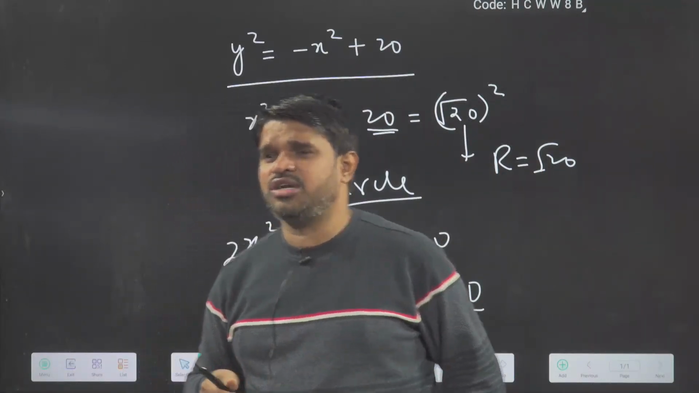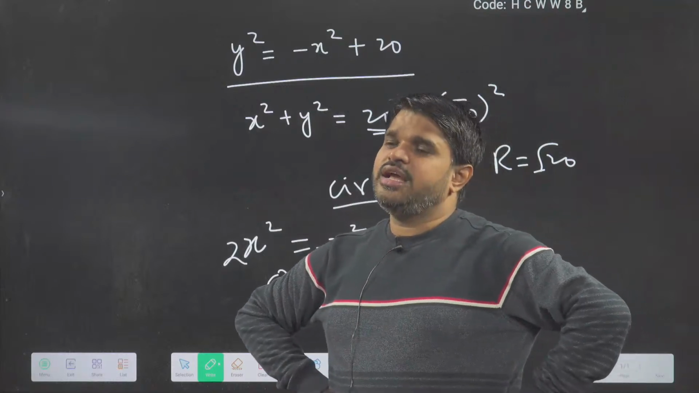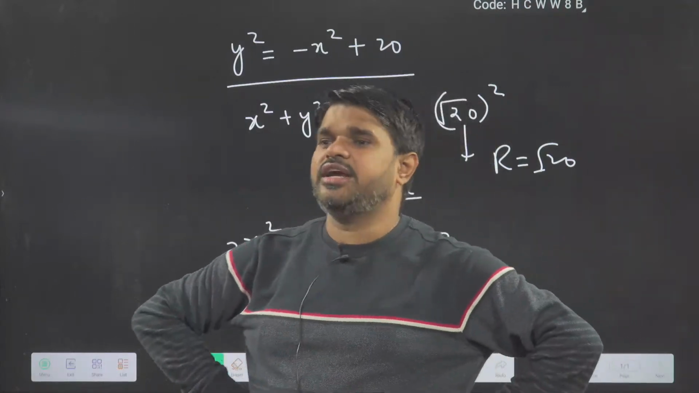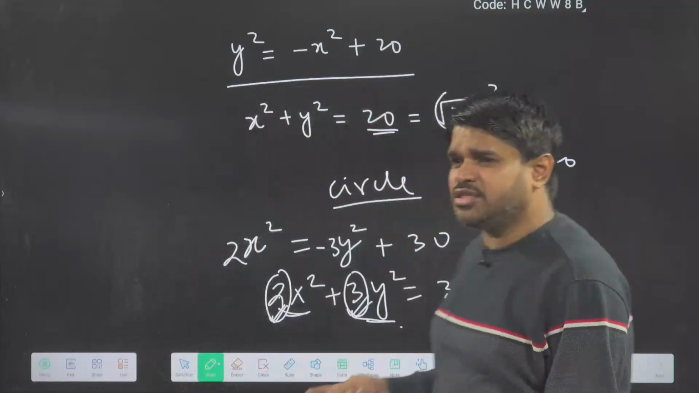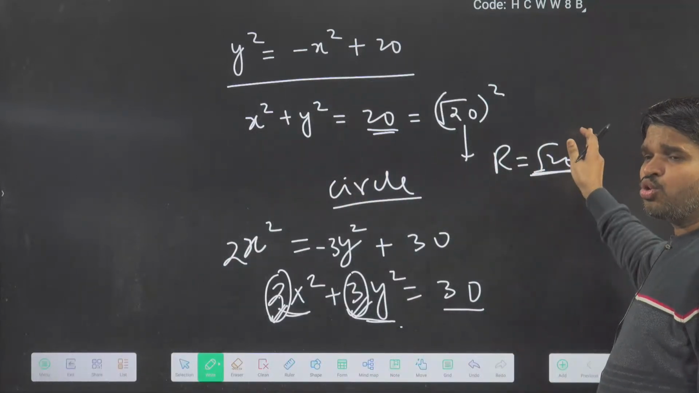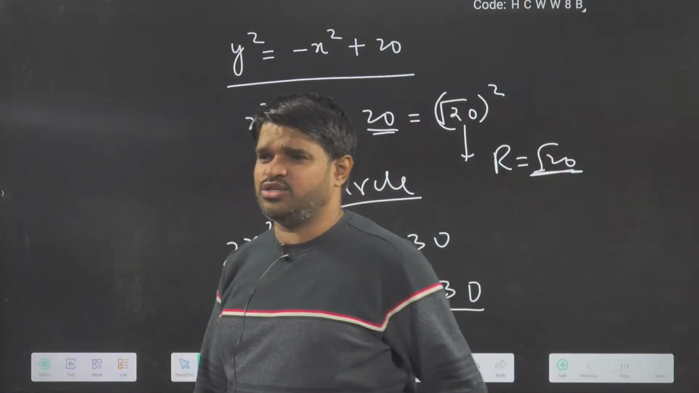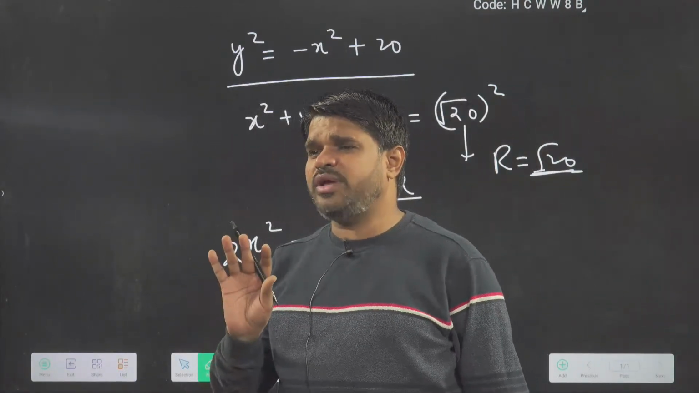Someone is asking, can the radius be irrational? Yes, the radius can be irrational. Here I have written root 20. It is not a perfect square, so yes, it is irrational. The radius could be irrational.